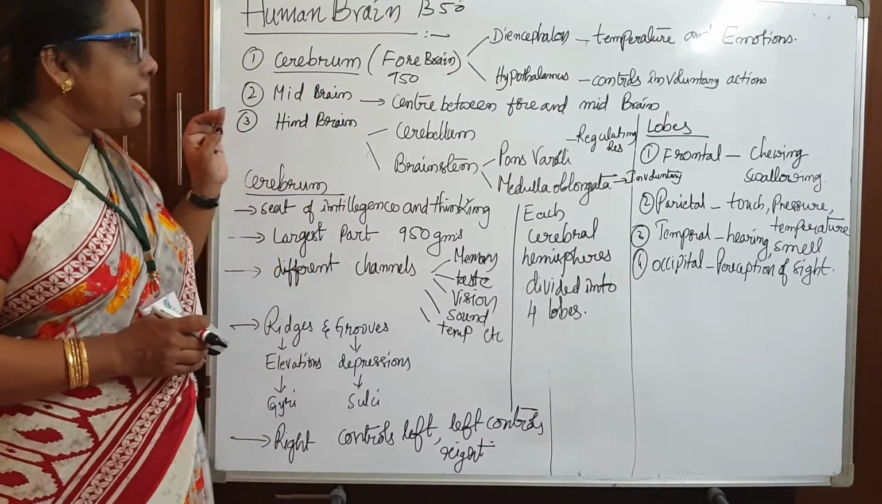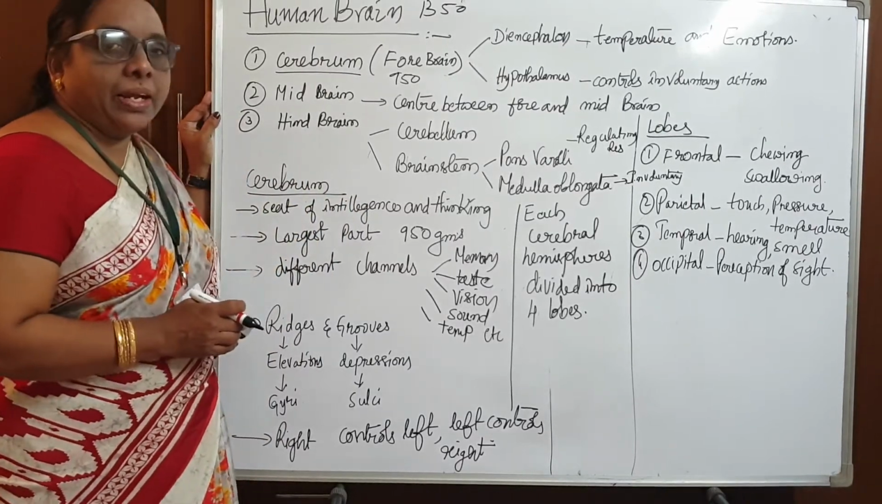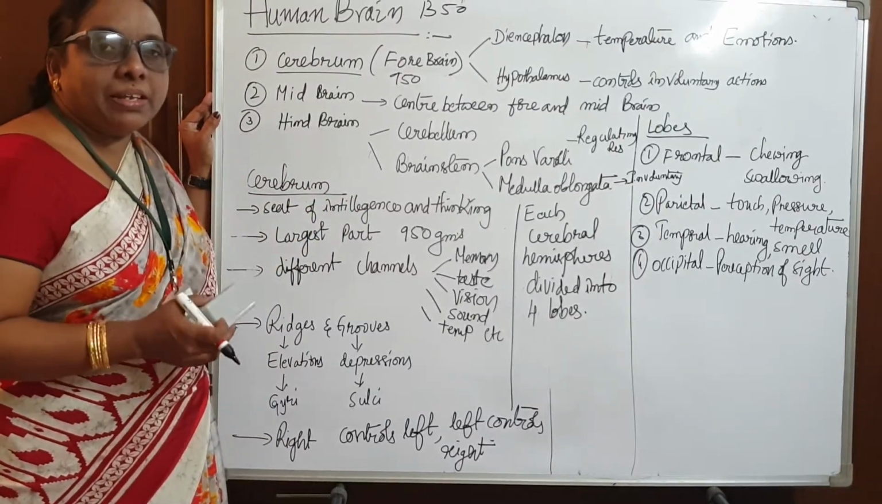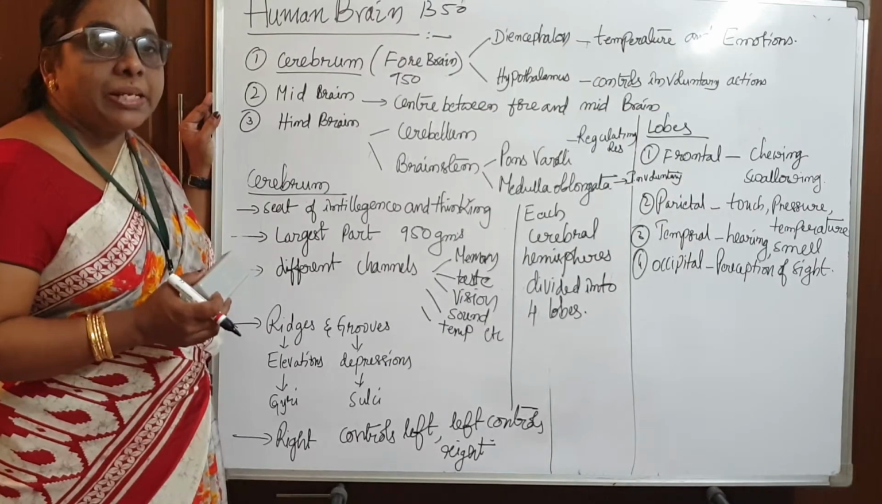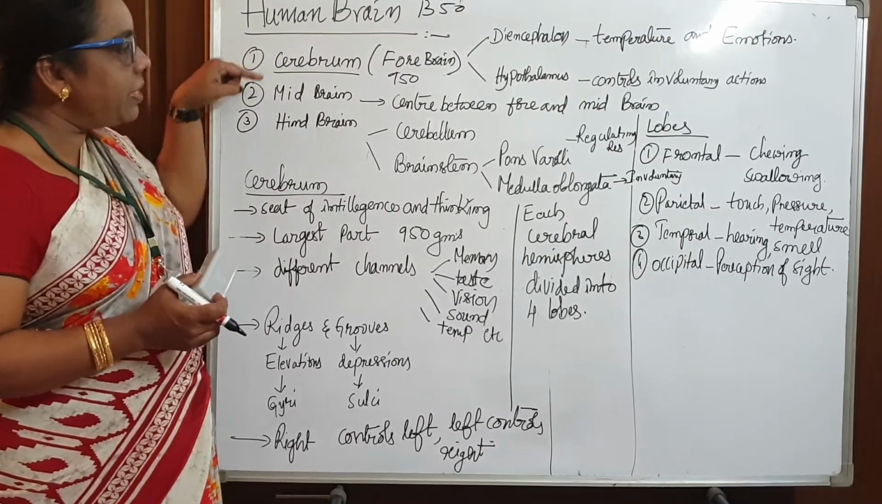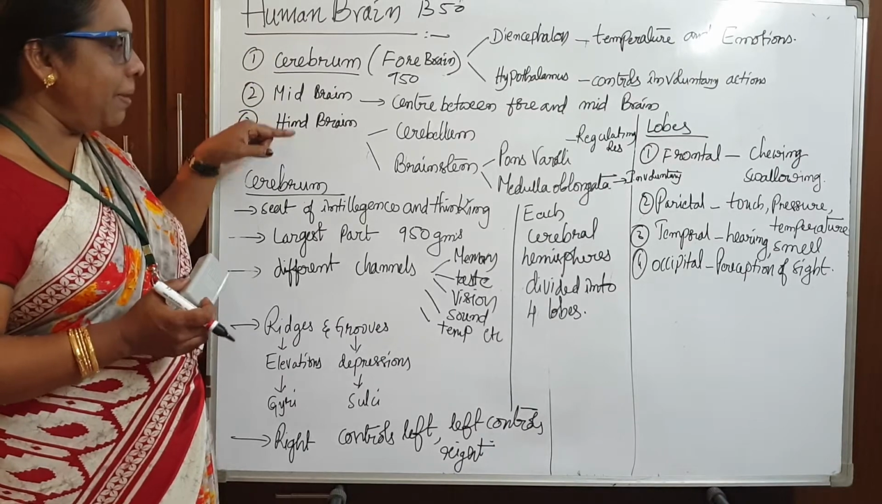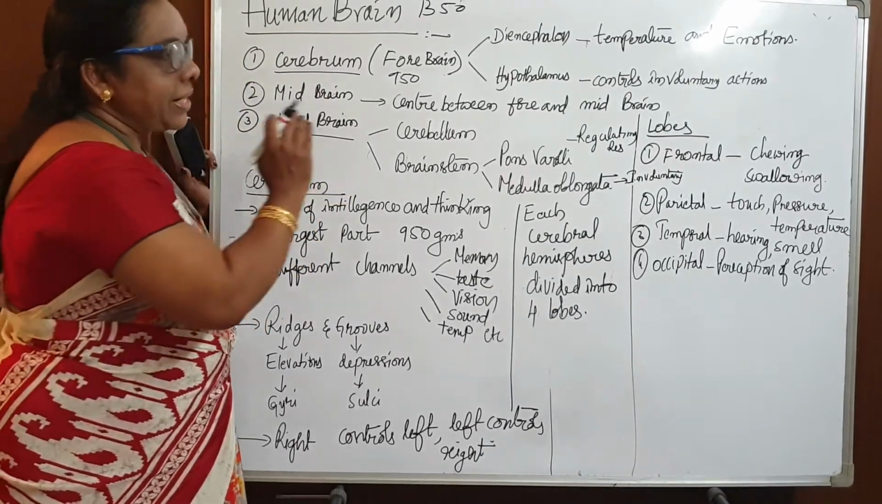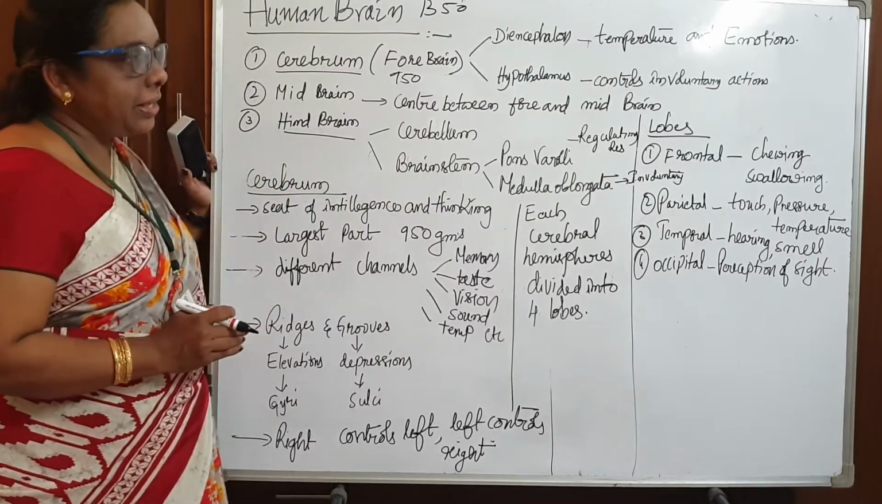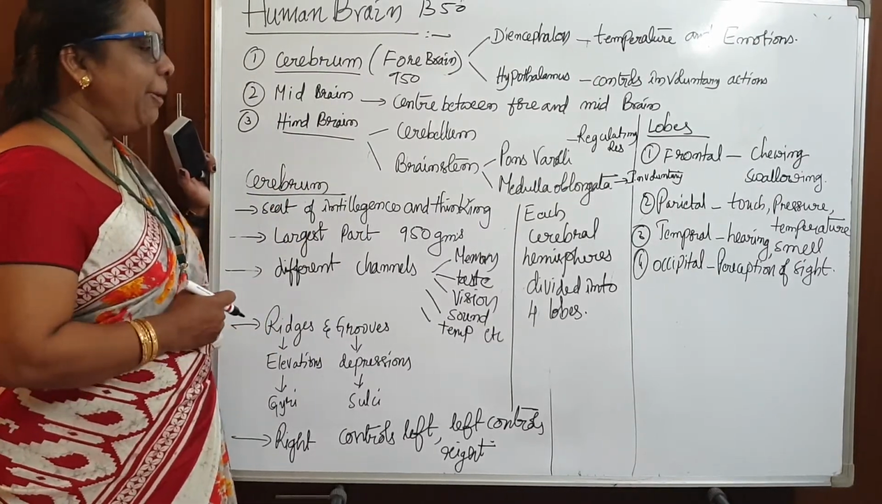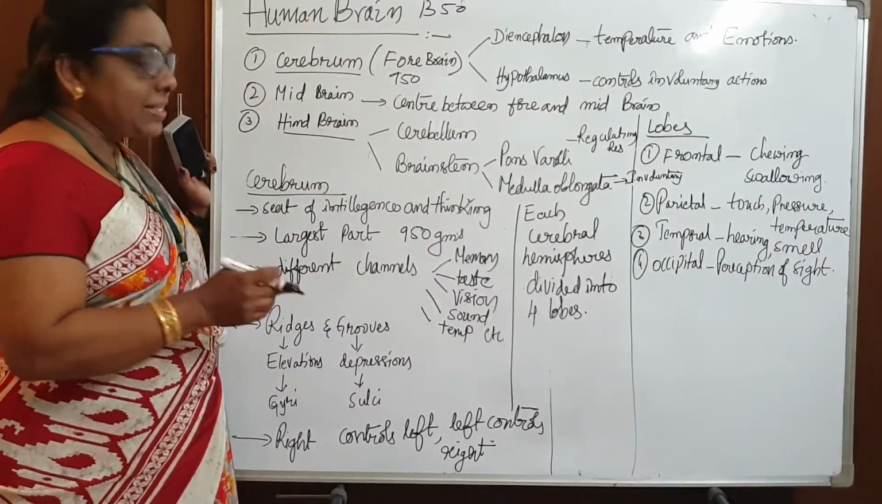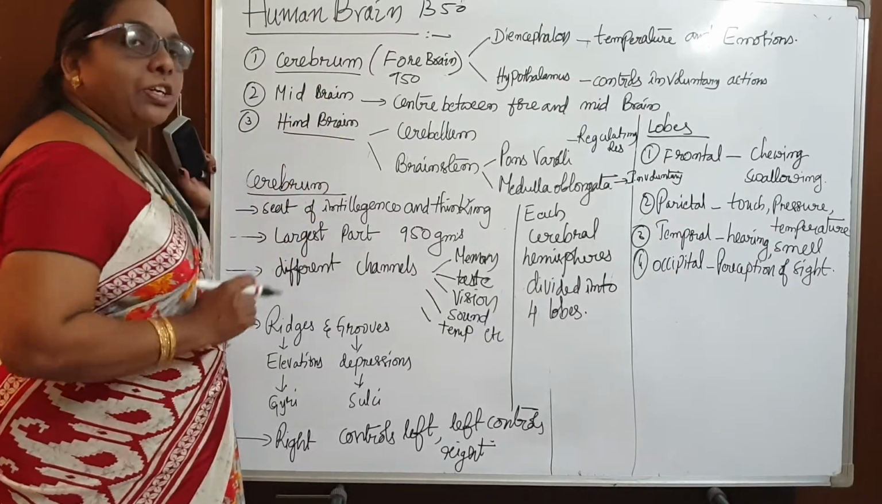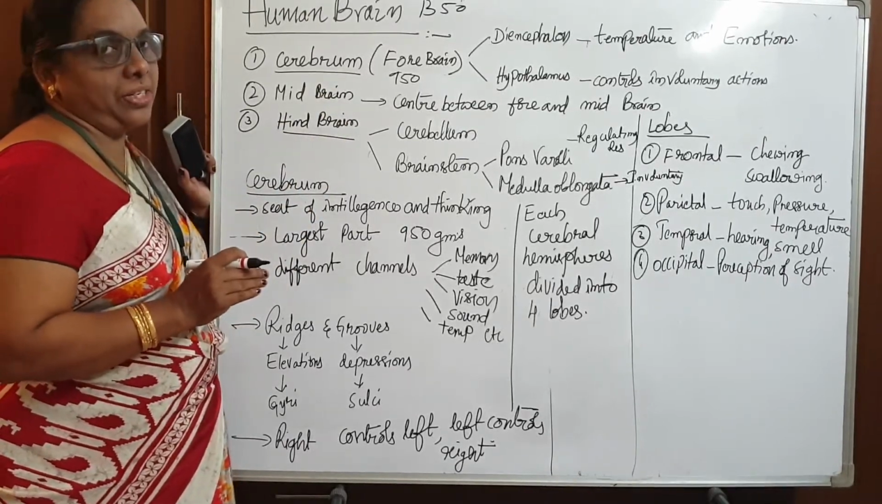The second one is the midbrain. As the name itself says, it is in the middle. It is present between the cerebrum and the cerebellum, or the hindbrain. The midbrain as well as the hindbrain control the involuntary actions.